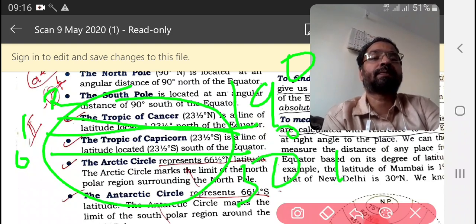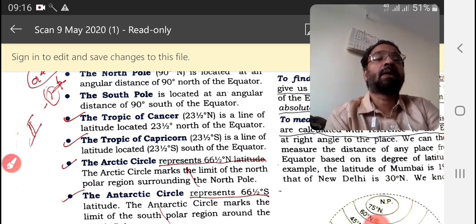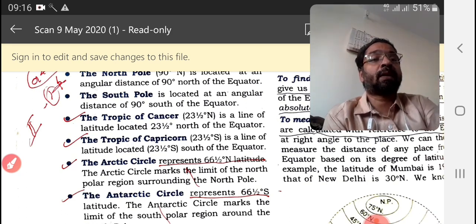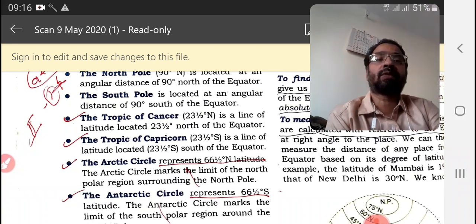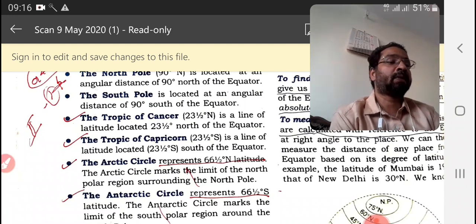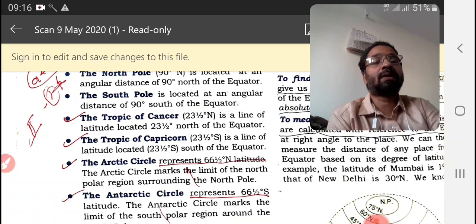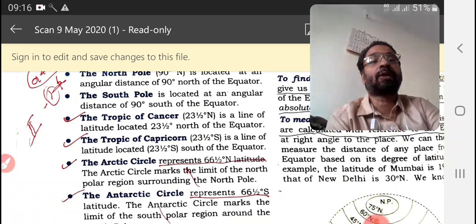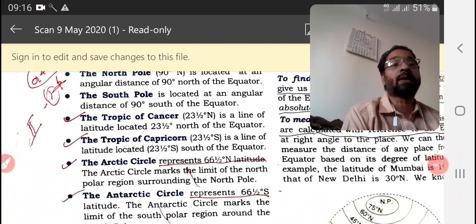Now we can calculate by using these numbers. 19 times 111 is the distance in kilometers from the equator to Mumbai. And for Delhi, 30 times 111 is the distance from the equator to Delhi. These are all the things you have to keep in your mind.